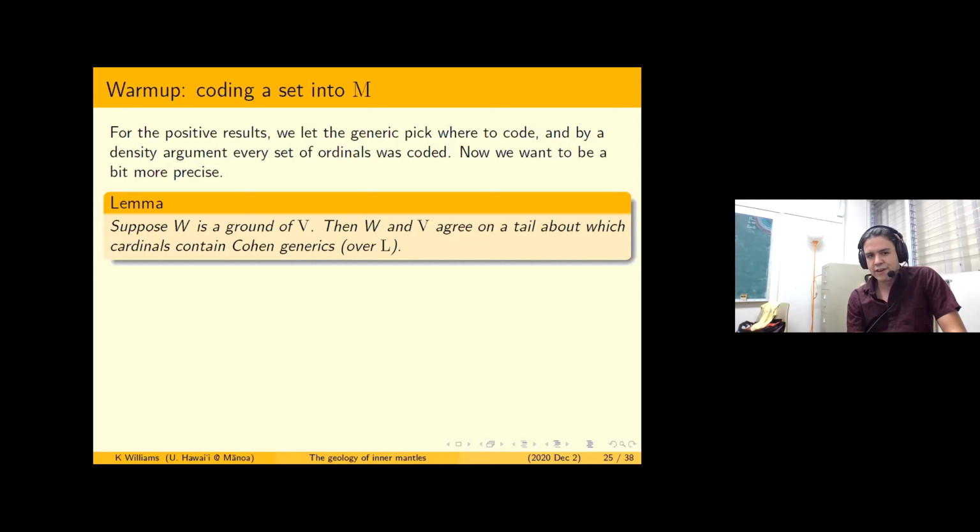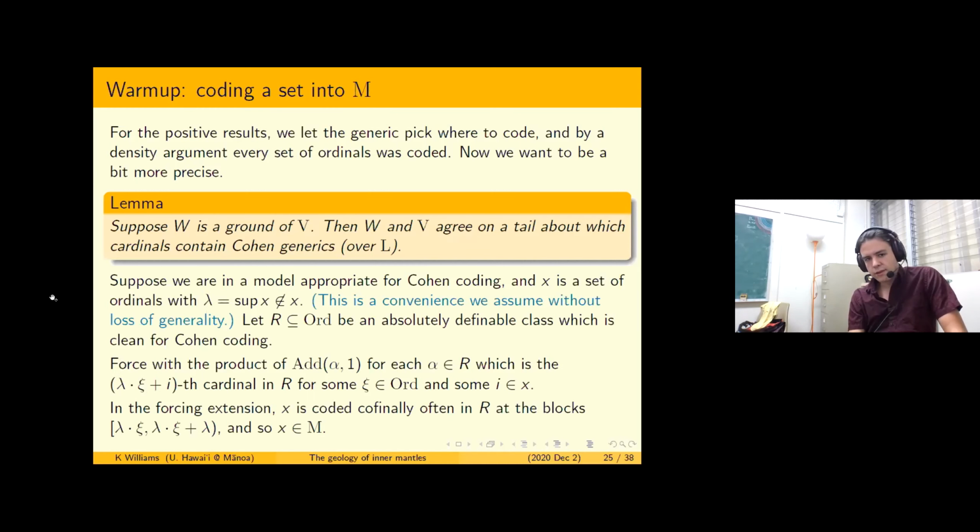Grounds agree with V on a tail about which cardinals contain Cohen generics over L. Set forcing can't add a proper class of Cohen generics over a model of choice. Okay. And so how do we do this? You're just going to do the obvious thing. You have a block where you're doing the coding, and you're going to add a new Cohen generic exactly where you want a 1, and you don't add it where you have a 0.